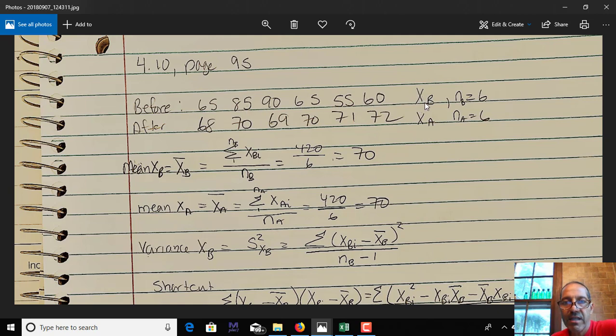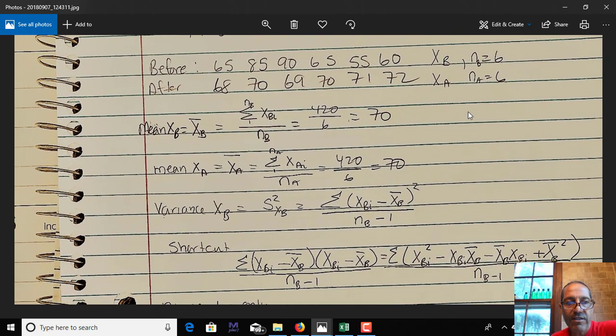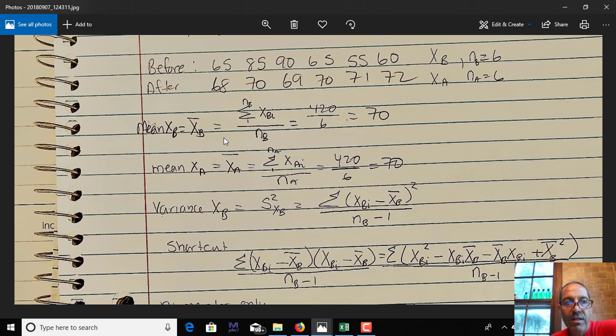Let x sub b stand for heart rate before and x sub a equals heart rate after the treatment. N sub b is the sample size of the before, and n sub a is the sample size after the treatment. It's the same individual, so we have 6 individuals in both cases. The mean of x sub b, I'm going to put a little bar over here. As I said, these are Latin letters. Mean of x is mean x sub b. We're just going to summate starting from the first value, which is 65, all the way to the last value, which is 60, across all 6 values.